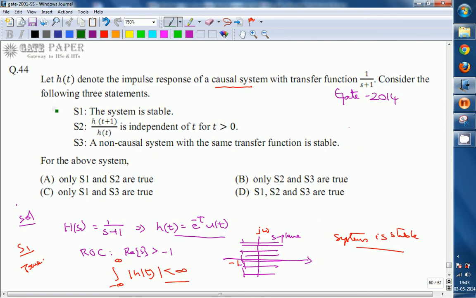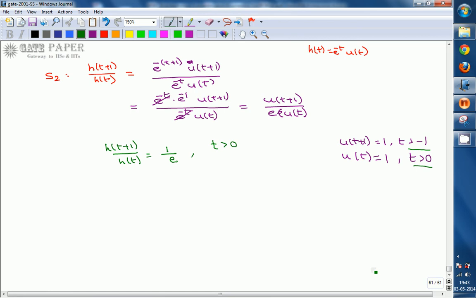This is h of t plus 1 divided by h of t is independent of t for t greater than 0. We can observe that this value we got is 1 by e, which is independent of t itself for t greater than 0. So the statement S2 is also true here. Coming to the statement S3.